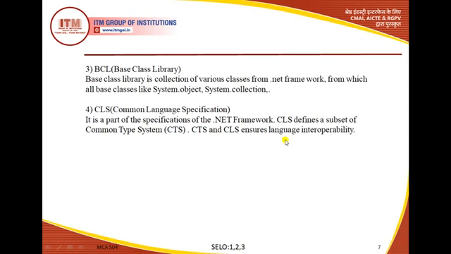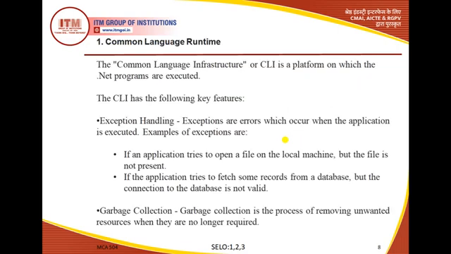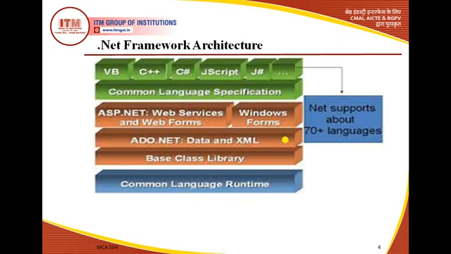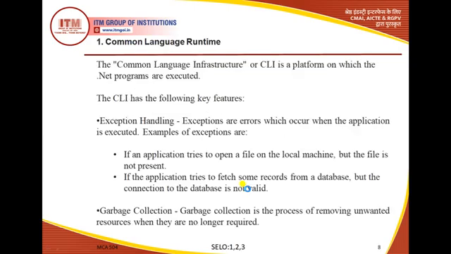As we have discussed earlier, 70 plus languages can be executed on the .NET framework platform. That is why these two key components, CLS and CTS, are responsible for ensuring this language interoperability. Now in this particular lecture we are going to study in detail the very first component of this framework architecture, that is the common language runtime. So let us begin with the common language runtime.